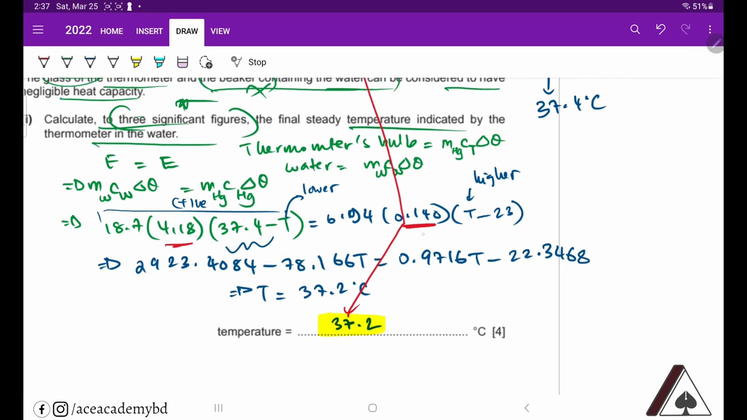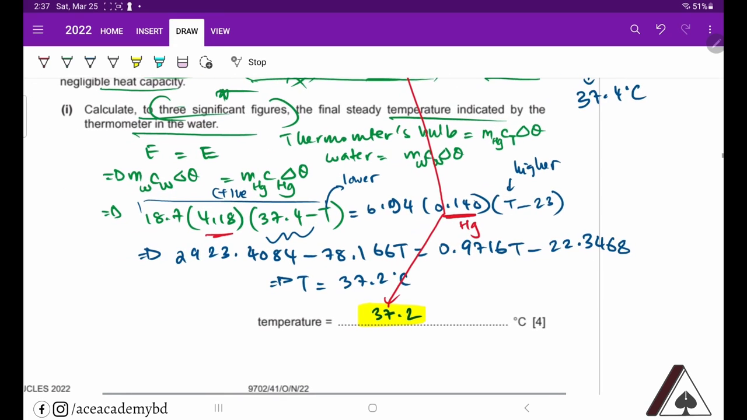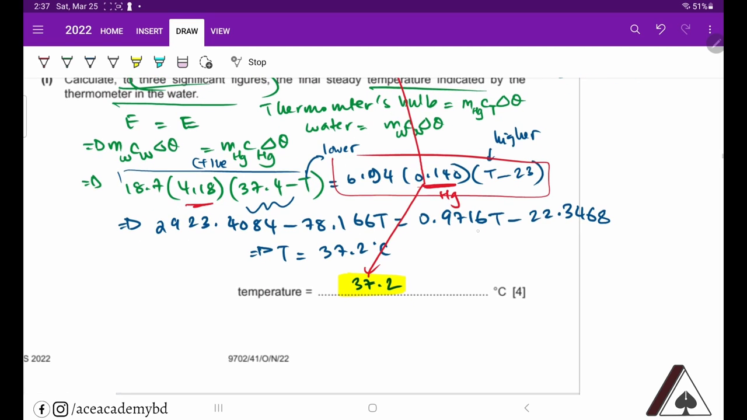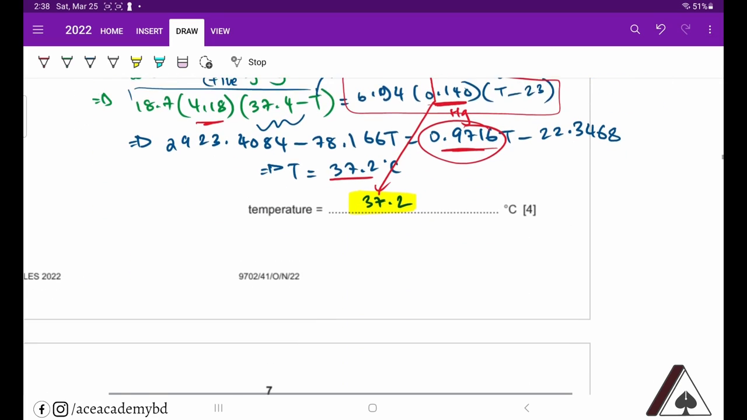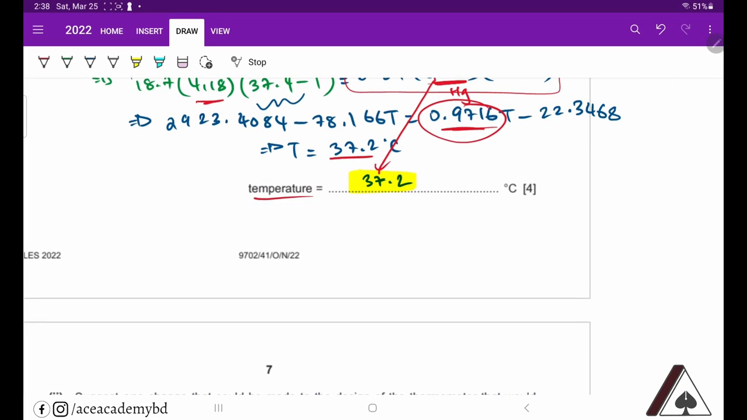Or in general, the specific heat capacity of mercury is very low. See, this value is very low. Once you're multiplying it over here on this side, this is going to give us the temperature over here. So this constant along with t is very small. So as a result, what we're getting once we are moving it to the other side and getting the final value is very low. This is basically because the specific heat capacity of mercury is very low. So now if we want to get even more accurate temperature, we need to make use of a material that has an even lower specific heat capacity.